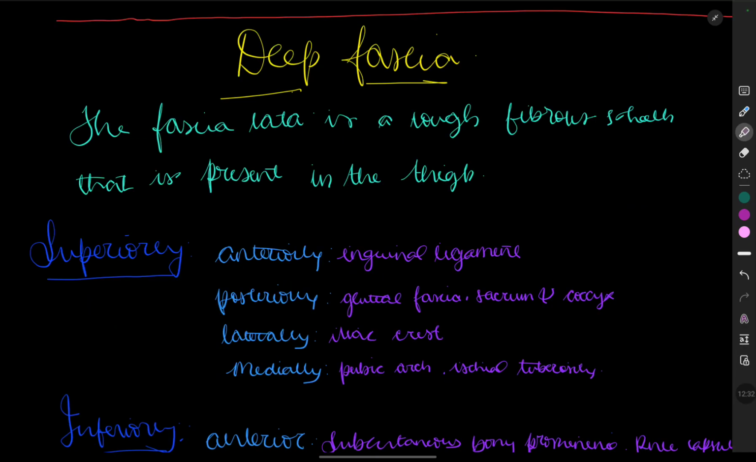Okay, so now we are going to study the deep fascia. We have studied the superficial fascia, its contents, nerves, arteries, lymphatics, and now we are going to study the deep fascia. It is called the fascia lata. The fascia lata is a tough fibrous sheath that is present in the thigh. Just remember the name, the fascia lata.